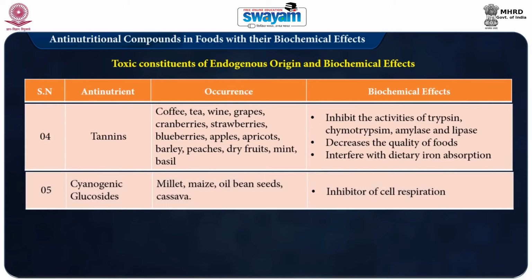The next one is cyanogenic glucosides. Now, these are generally found in millet, maize, oil bean seeds and cassava. And the known biochemical effect is they are inhibitors of cell respiration.